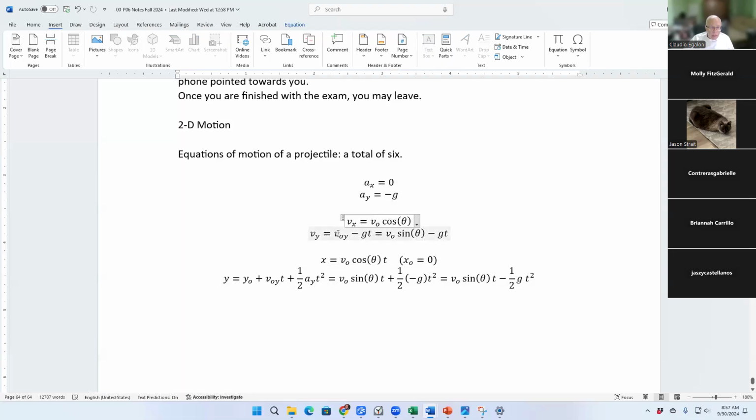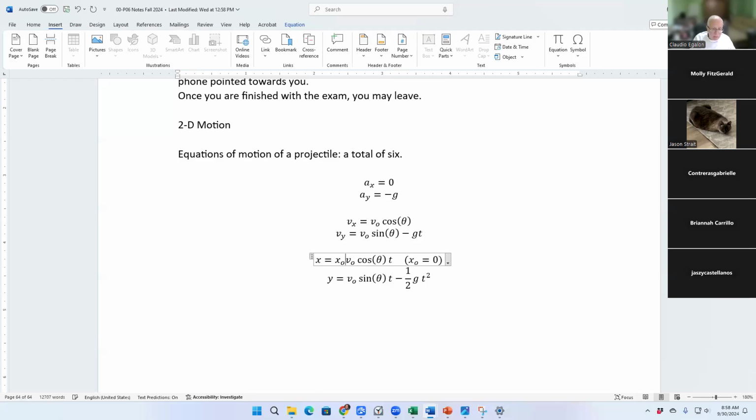I'm gonna make everything simpler, right? x naught equal to 0, and I put also a y naught equal to 0 here. But to make it more generic, let's put the x naught here. And we put the y naught here as well. Plus, right?